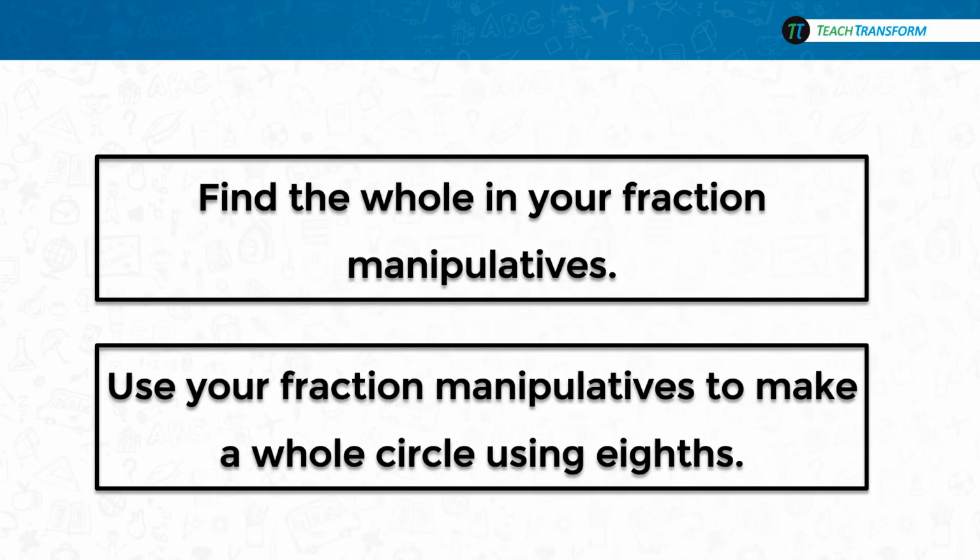First, find the whole in your fraction manipulatives and place it in front of you. Now find the eighths. Find the pieces that make a complete whole using 8 fractional parts. Place them on top of the whole to be sure you have enough eighths to make a whole. You can pause the video while you do this, then start it again whenever you're ready. Pause the video now and make the wholes, and then start again when everyone at your table is finished.